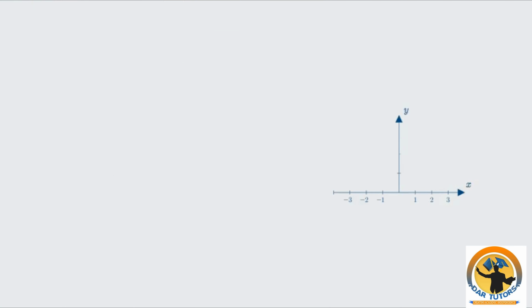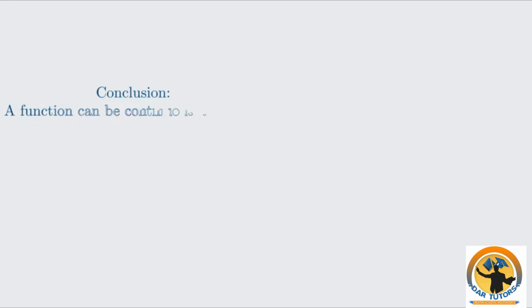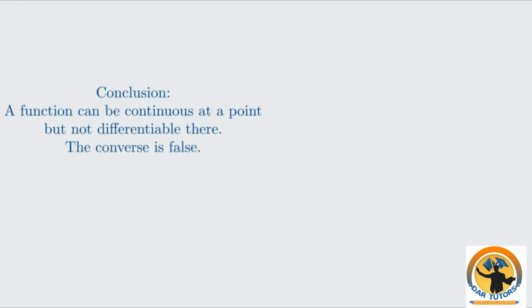Visually, the graph of y equals absolute value of x has a sharp corner, or a cusp, at the origin. You can't draw a single well-defined tangent line there. This sharp corner is the geometric reason for the lack of differentiability. So, we have successfully shown that a function can be continuous at a point but not differentiable there. This confirms that the converse of our theorem is false.